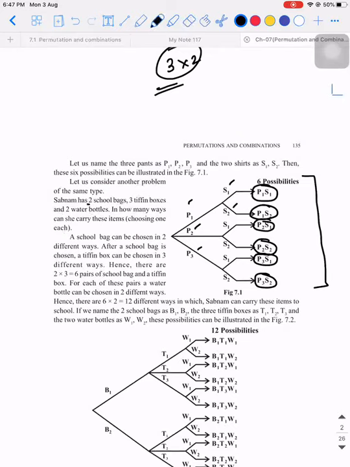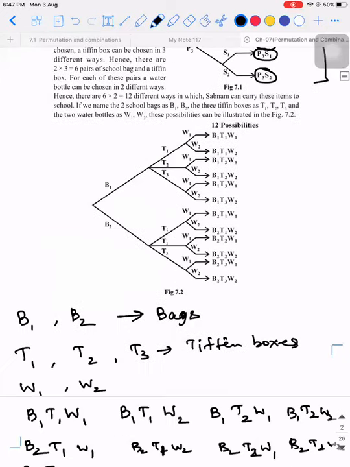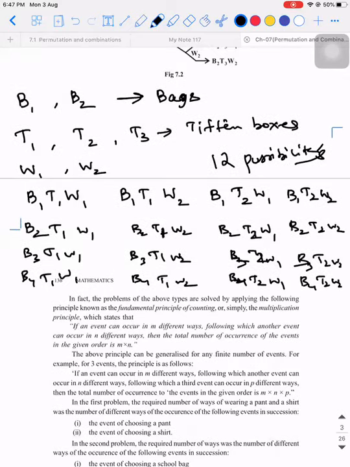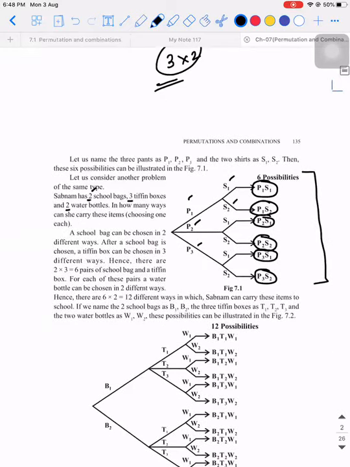Similarly, in this question, I'm going to observe. I have 2 school bags, 3 tiffin boxes and 2 water bottles. When I tried to write all the possibilities, I got 12 possibilities. How did I get this 12 from the numbers that are given in my hand? 2, 3 and 2. How do I get 12? Again, multiply all three numbers: 2 into 3 into 2.